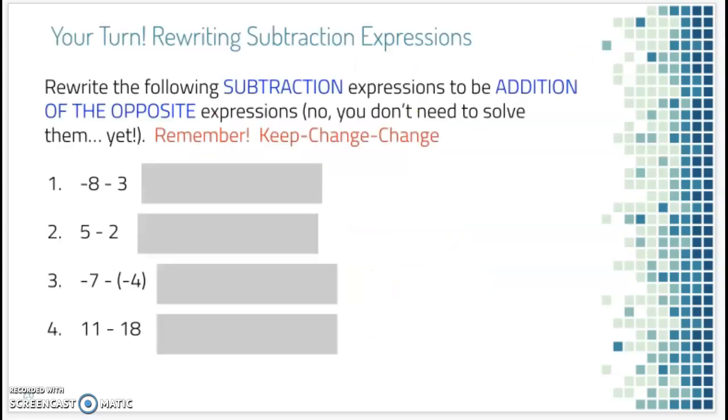So in your notes, we're going to be rewriting subtraction expressions to be addition expressions. You don't need to solve them just yet, but go ahead and go to your notes page and see if you can answer these 4 problems.